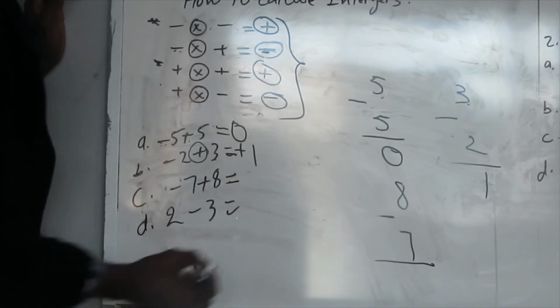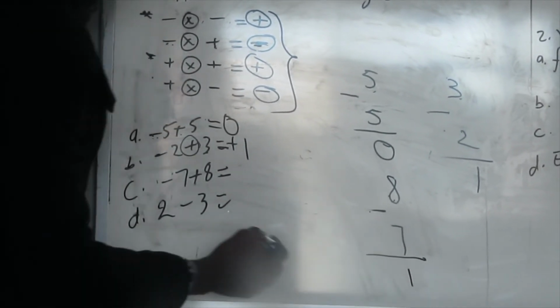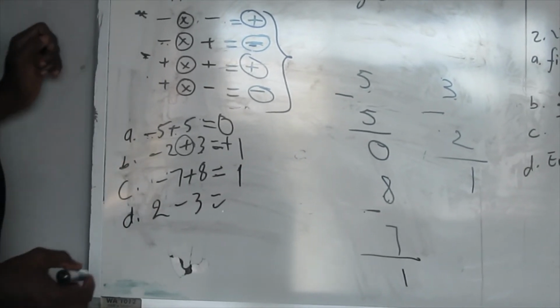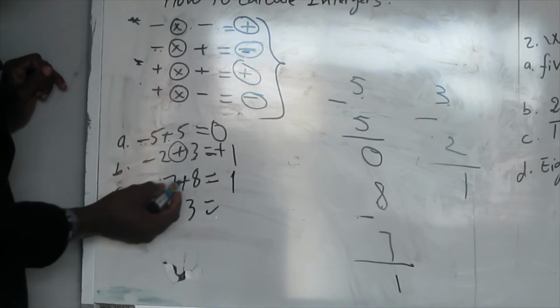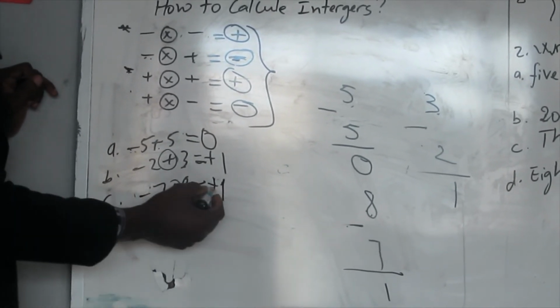We will do 8 minus 7 equal to what? 1. We put the answer here, 1. And the last thing we do is take the sign of the bigger number. The bigger number here is what? It is 8. So the sign here is positive, and the answer is positive 1.